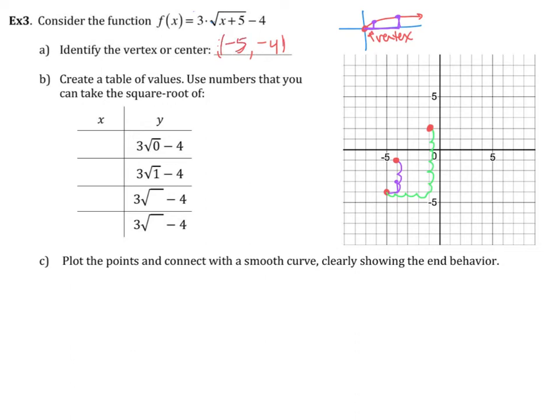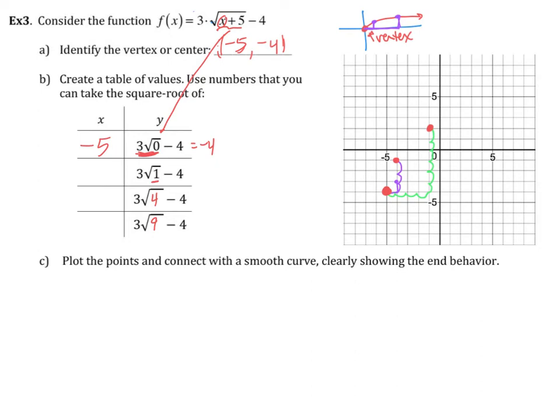That's my vertex. So I want to get a perfect square of 0, a perfect square of 1, a perfect square of 4, or a perfect square of 9. So how could I do that? Well, I need to pick values that are going to give me that perfect square. So what value of x would make this inside become 0? Well, hopefully you're saying to yourself, that's -5, because -5 plus 5 is 0. The square root of 0 is 0. 3 times 0 is 0, and 0 minus 4 is -4, and that is how we got to the vertex point right here.